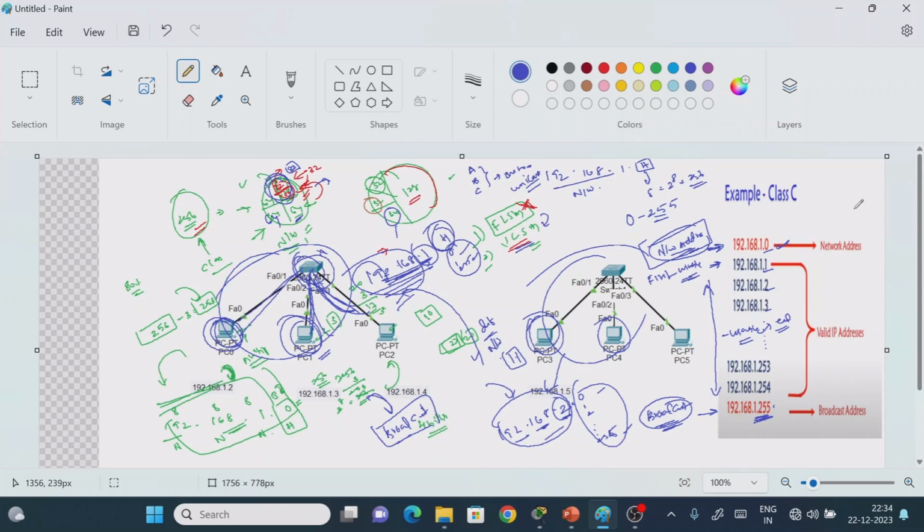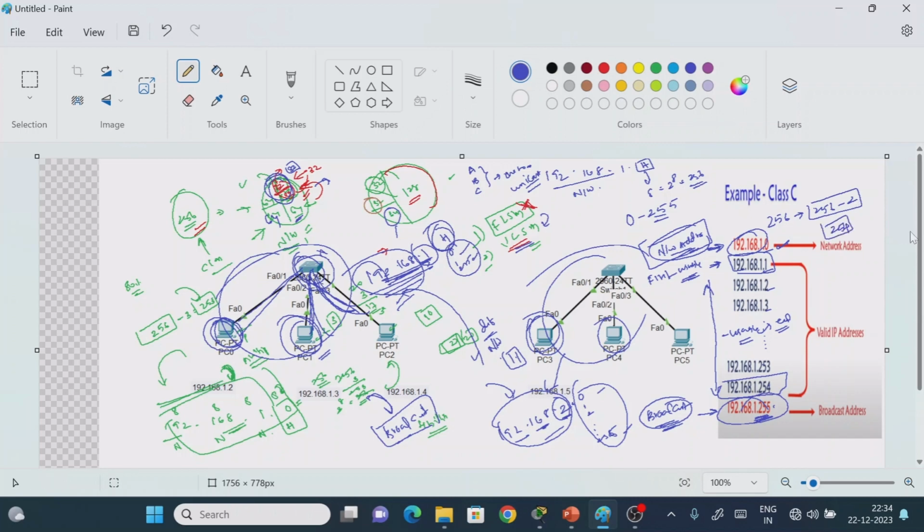So what is the first usable IP address here? 1.1 is the first usable IP address. What is the last usable IP address? 1.254. It means that even though you get 256 IP addresses, out of these we cannot use two addresses. One is the network address, the starting value, and the other is 1.255, the broadcast address. So the only usable IP addresses are 254.